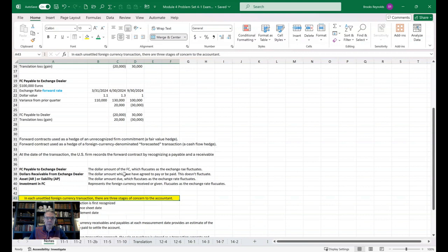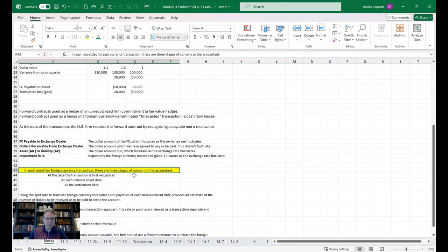At the date the transaction is first recognized, so you have to make journal entries for that. At each balance sheet date, that's when you need to convert whatever foreign currency obligation that is due, you have to convert that into dollars. And then at the settlement date, again, you have to do the same conversion. And then you settle the account, so there are a little more transactions involved there.